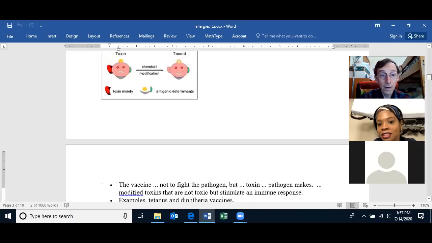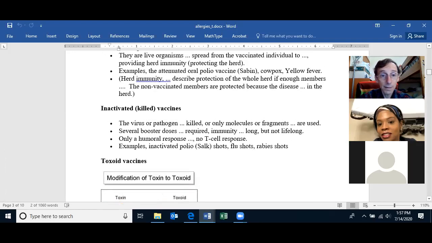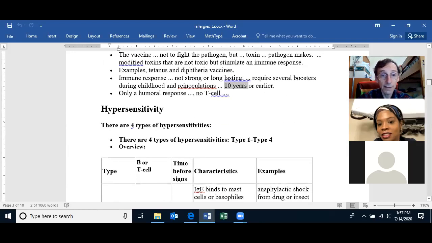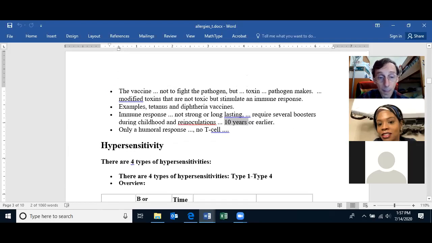All right. Like the inactivated killed vaccine, a toxoid vaccine only makes a humoral response, meaning only the B cells respond to a toxoid vaccine. There's no T cell response. Any questions about any of that?